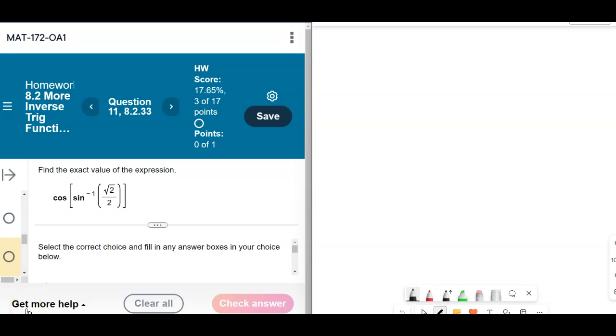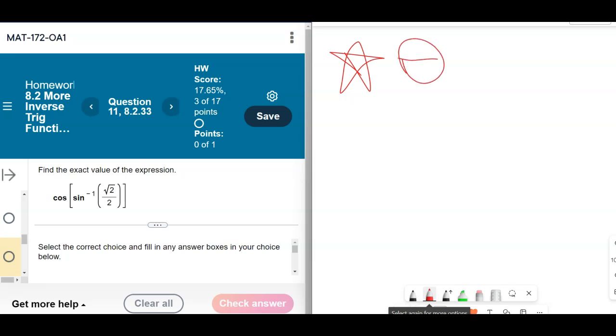Hey, Drew class, we're going to look at these problems that deal with how do I find the exact value of an expression when I have the cosine of an inverse trig function in here, or just any trig function of an inverse trig function. So the key thing to remember here, and I talked about this in another video, is that the inverse trig functions are angles.